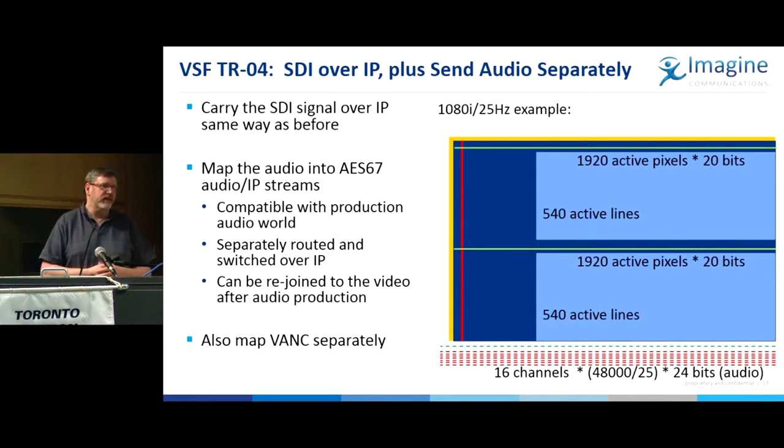So we can then use something like AES67. AES67 is a standard for taking audio and putting it over IP. So it takes your audio samples, puts them into separate RTP streams, and then you can route those separately. So you can do an audio breakaway, so you can switch in a different audio language or whatever you want to do with your audio.